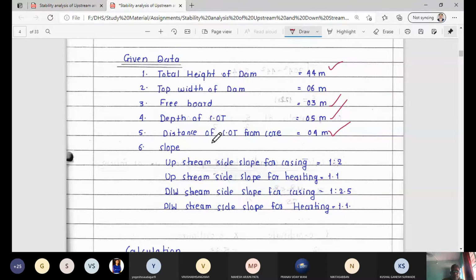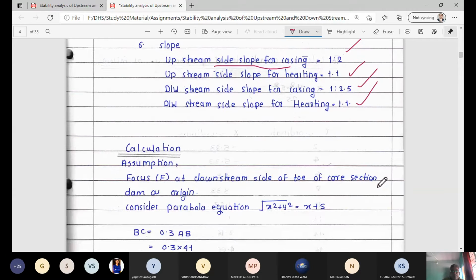And there are different slopes provided for the casing and earthen core on the upstream side as well as on the downstream side. So the upstream side slope for the casing is given 1:2. Upstream side slope for the earthen core is given 1:1, and the downstream side slope for the casing is given 1:2.5, and the side slope for the earthen core is now 1:1.